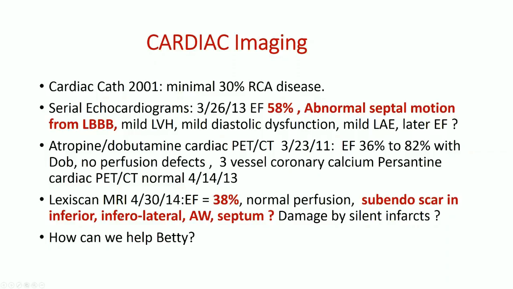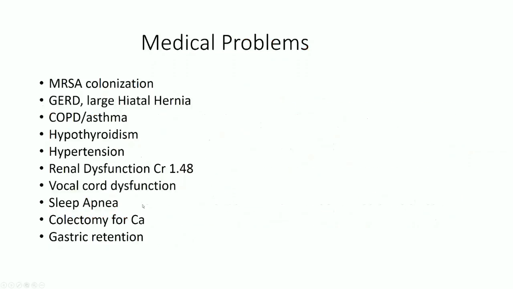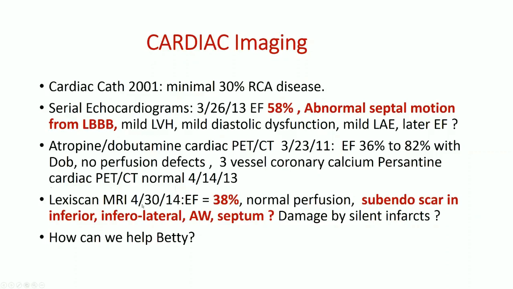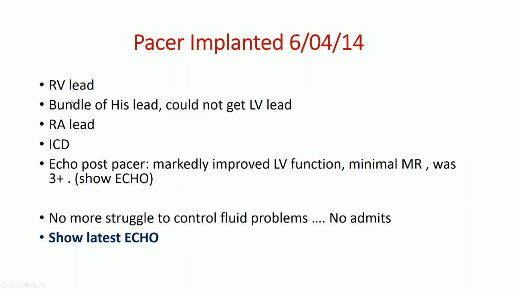It doesn't look like it involves the lateral wall where we might be putting the pacer if we put a pacer wire in for her left bundle, but it looks like she's had deterioration in her LV function from her left bundle, giving her dyssynergy. So can we help Betty? What can we do for her? And that brings up the possibility of a pacer. So here we go. She's going to have a pacer put in.